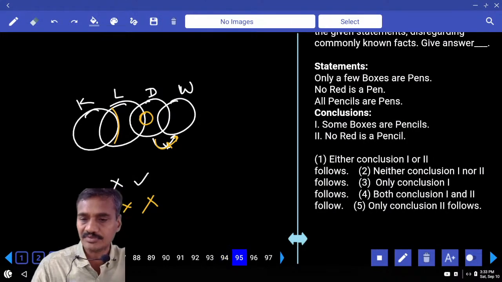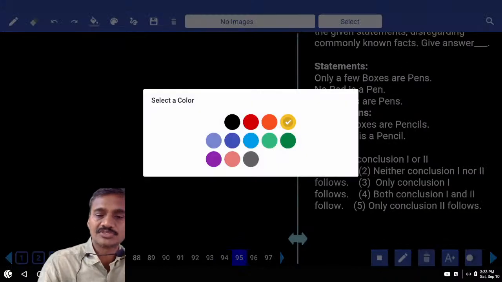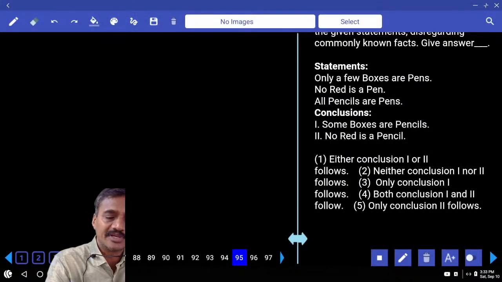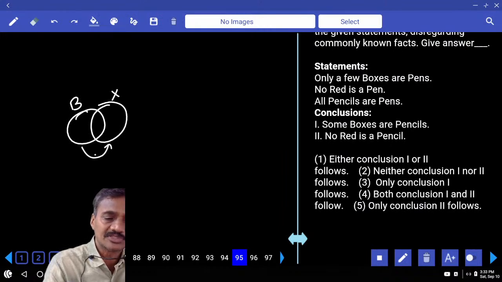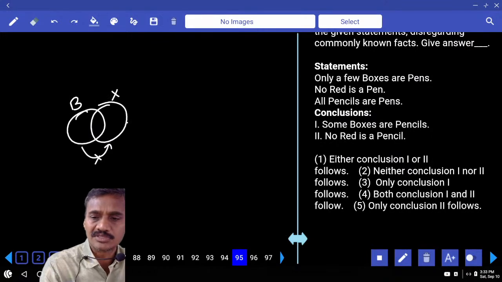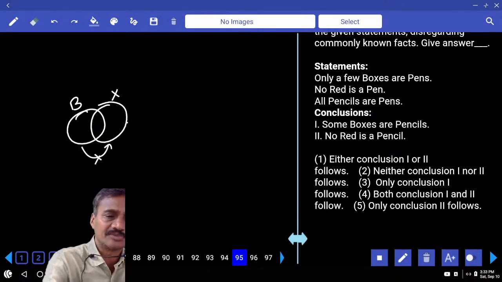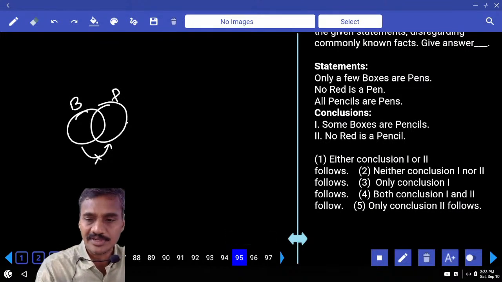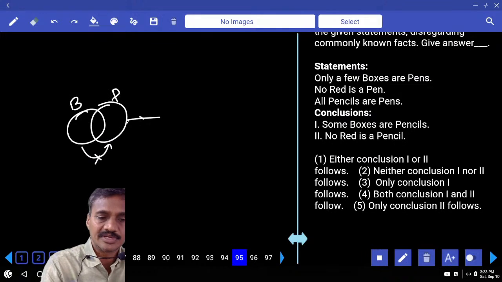Then 95. Now only a few boxes are pens. These are the boxes that are pens, only some of the boxes, but not all. And no red is pen. No red is pen means no intersection between red and pen.